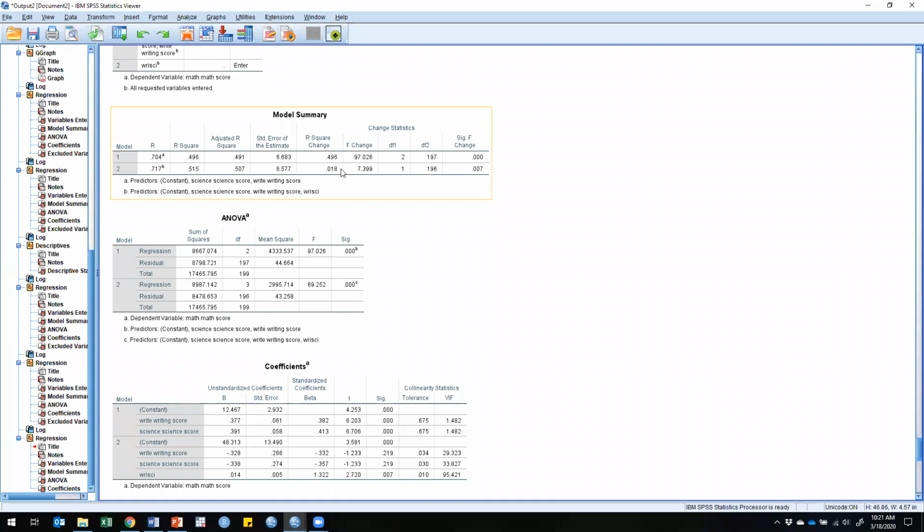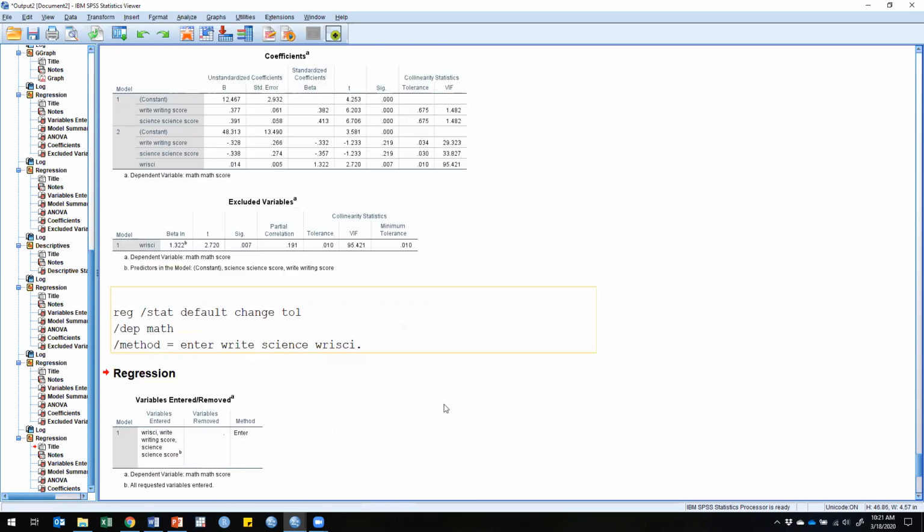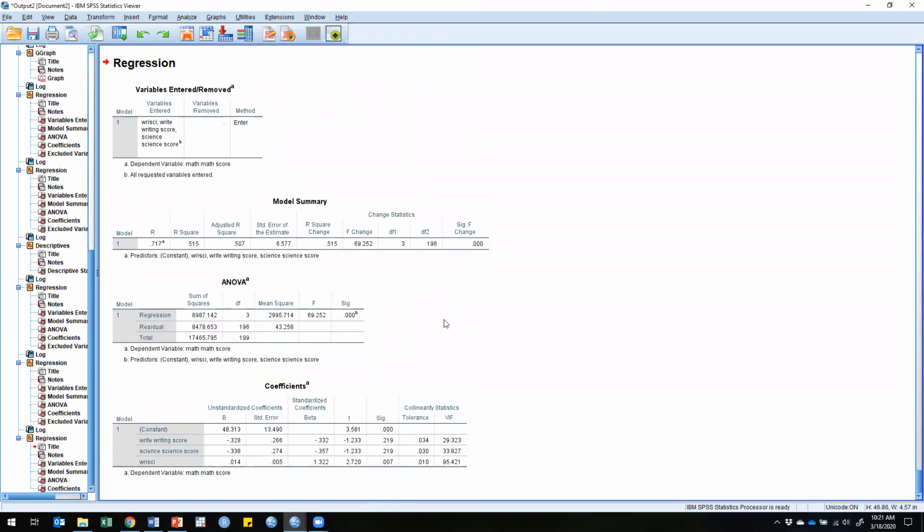This F change here, when we only have one variable, we could compute it from the t value here. If you square it, 2.72 squared is 7.3984. So, within rounding, that is what this F change is. So you can get the same thing.